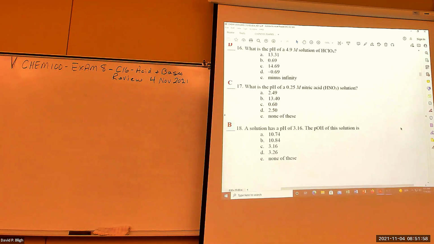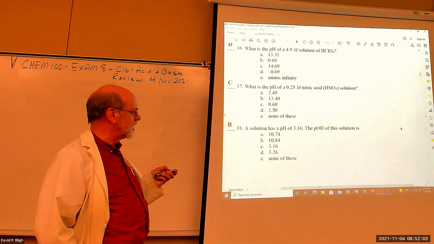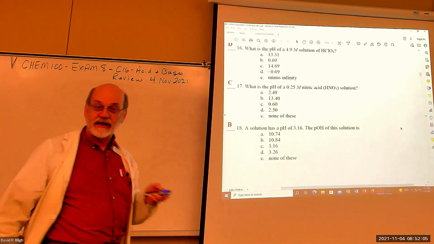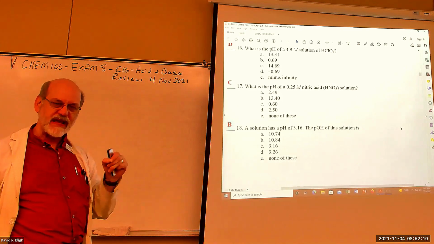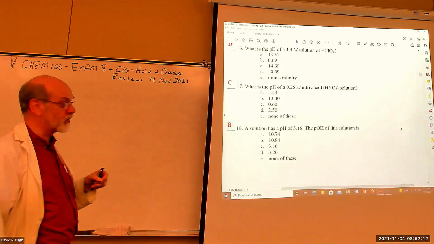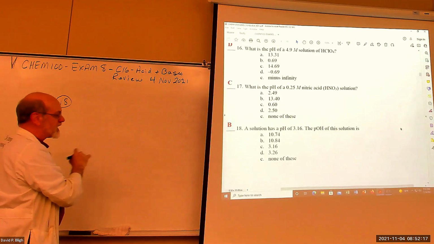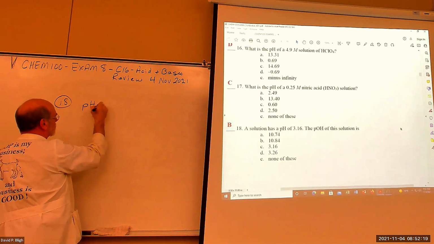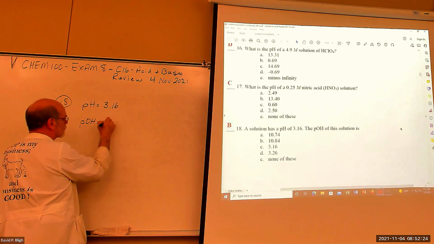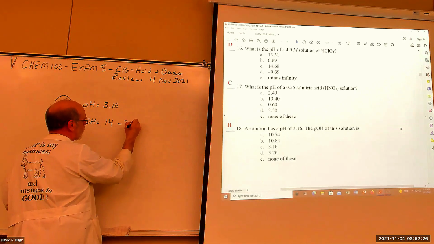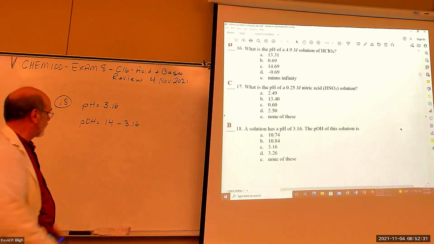Let's see. 18. Yeah, 18. The solution has a pH of 3.16. The pOH of this solution. All right. Here's where you can use that pKw conversion that I showed you earlier. Right? So we'll do this one. 18. If you know that the pH is 3.16, then the pOH is 14 minus 3.16. So the answer is 10.84.